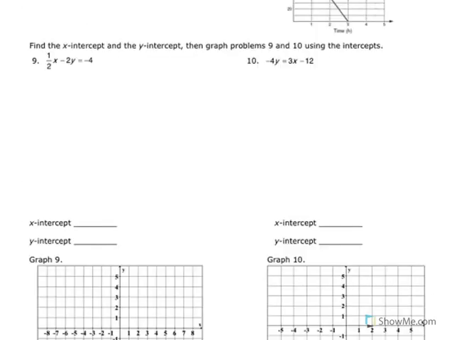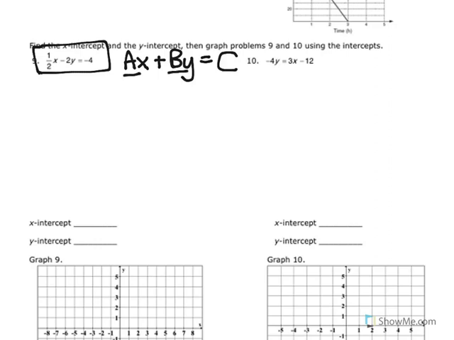And this is my suggestion. On equations that are set up like this, we call this standard form, because standard form always has the x term and the y term on the left side, and then the number on the right side. So we say ax plus by equals c. So the x plus the y equals the number that's on the right side.